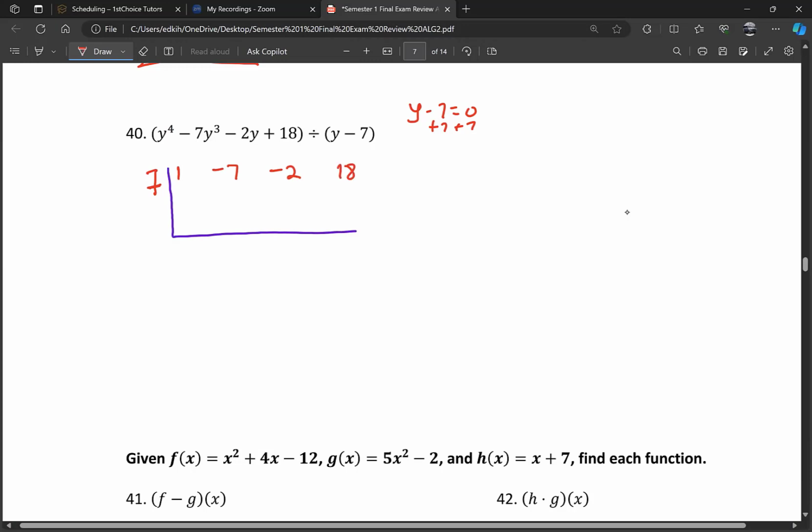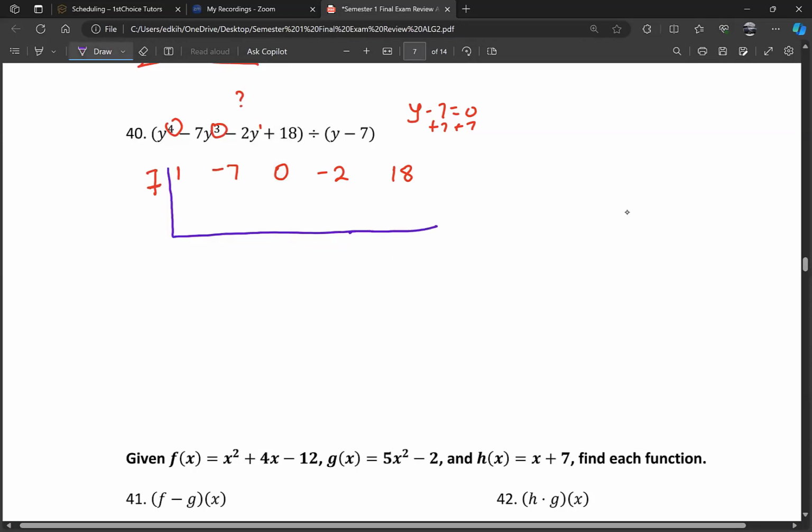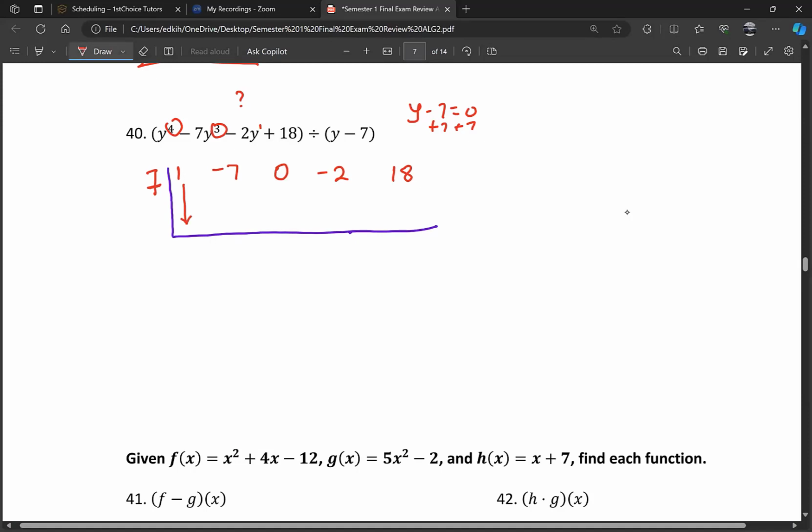We are not missing anything. Oh, we are missing something. To the power of 4, to the power of 3. Where's to the power of 2? That's missing. So we need to put a placeholder for the power of 2. We do have the power of 1, so that's going to be negative 2. And then we have the constant, which is 18. So then, as is custom, we're going to drop down the first digit right there. Let me write the 7 better.